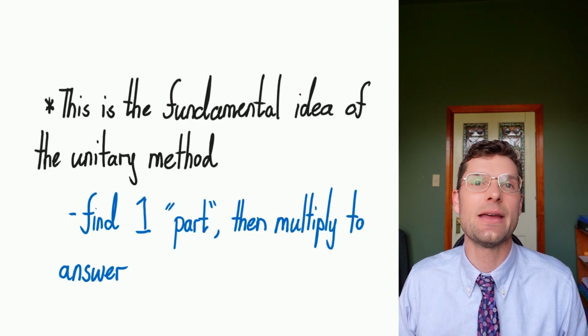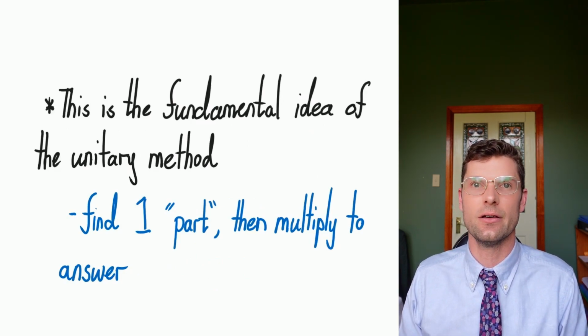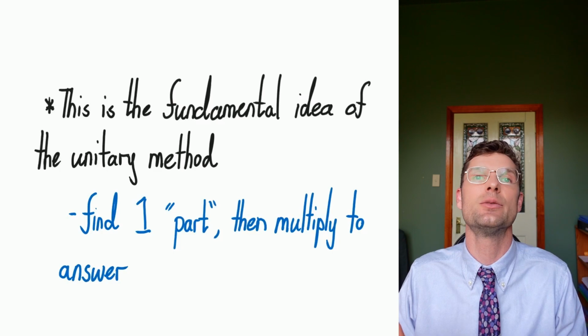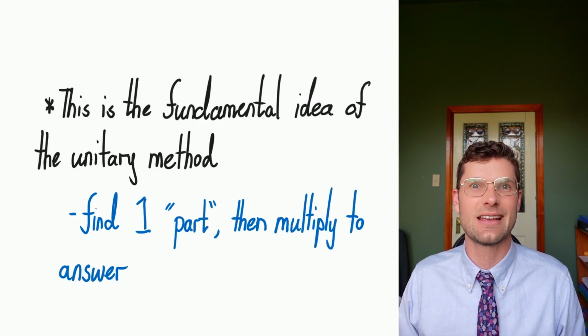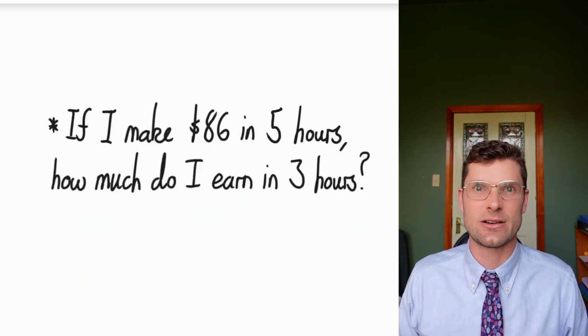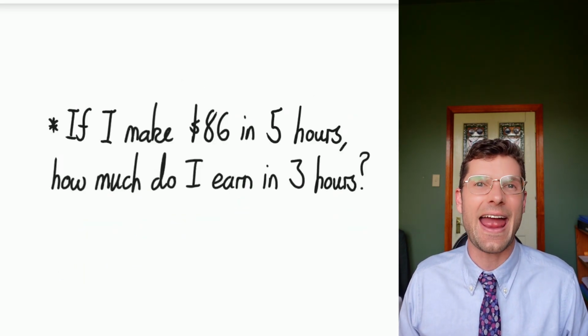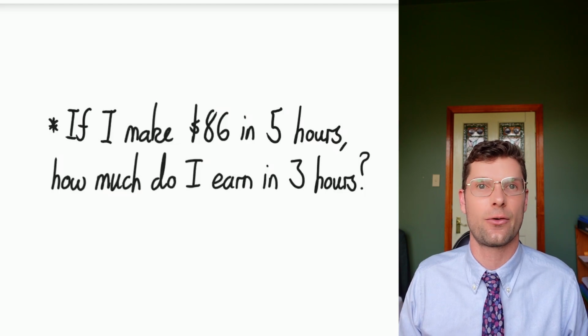This is the fundamental idea of the unitary method. Find one part and then multiply to what you need to find. But this idea, finding one, is incredibly important. So we could have a question like this. In 5 hours, I make $86. How much am I going to make in 3 hours?